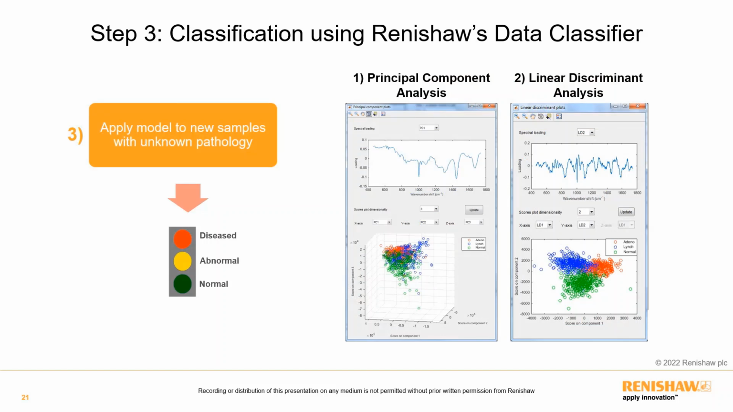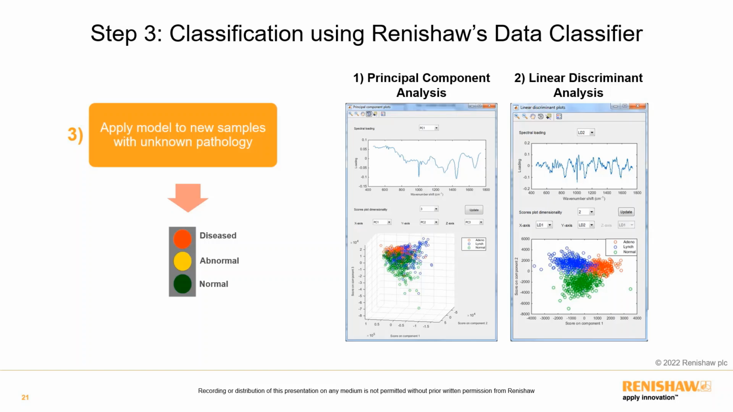So once we have built our model, we can move on to step 3, which is classification using Renishaw's data classifier. And this is when we apply our model to tissues and biofluids of unknown pathology. So we can apply this to the spectra obtained from our tissues or our biofluids to determine if they are diseased, abnormal, or normal. And here we can see PCA and LDA results for 2 types of cancerous tissue shown in red and blue, and the separation from normal tissue which is shown in green.